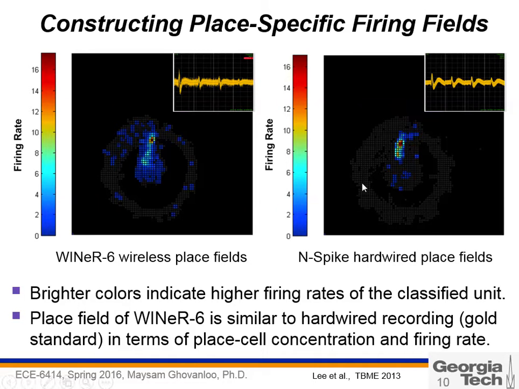Here you see a comparison between the hardwired commercial system and our wireless system. So you can see that even though the signal received by the wireless system is a little bit noisier, the position is exactly the same, and it shows the functionality of the wireless neural recording system.